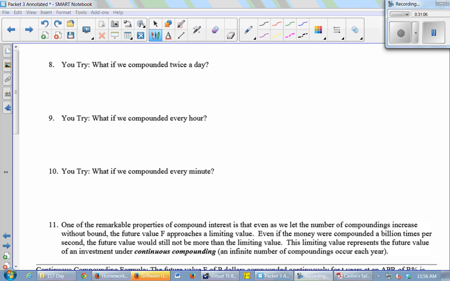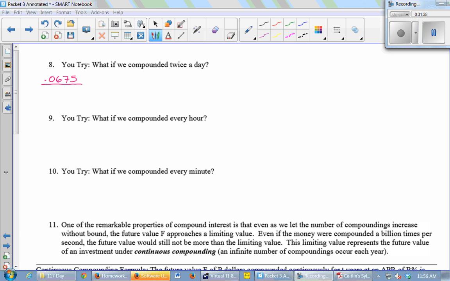So we started doing these without formulas. And if I want to do this twice a day, I have to start with my yearly interest rate. I make 0.0675 per year. I need to know what's called the periodic interest rate. How much interest do I make each time I compound if I compound twice a day?